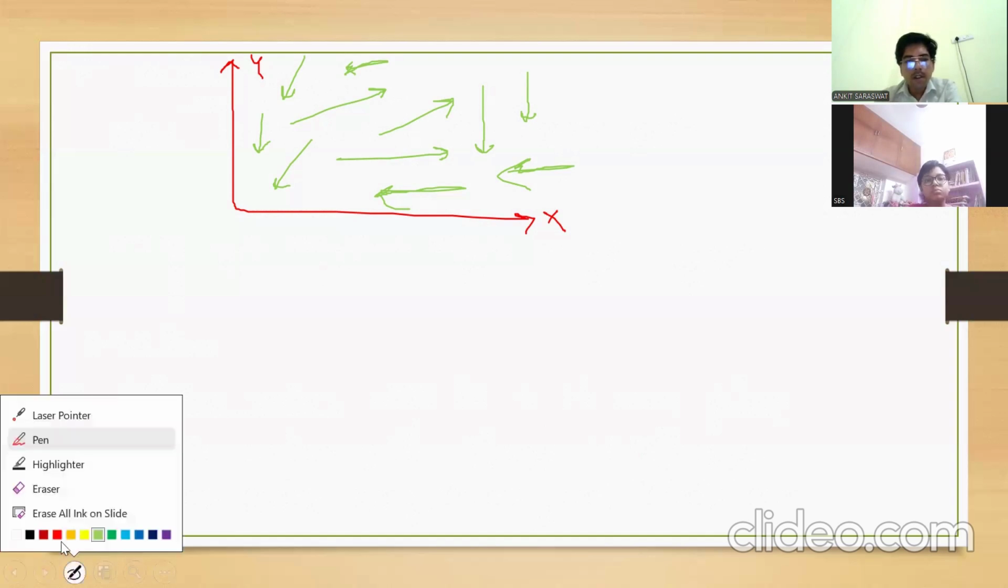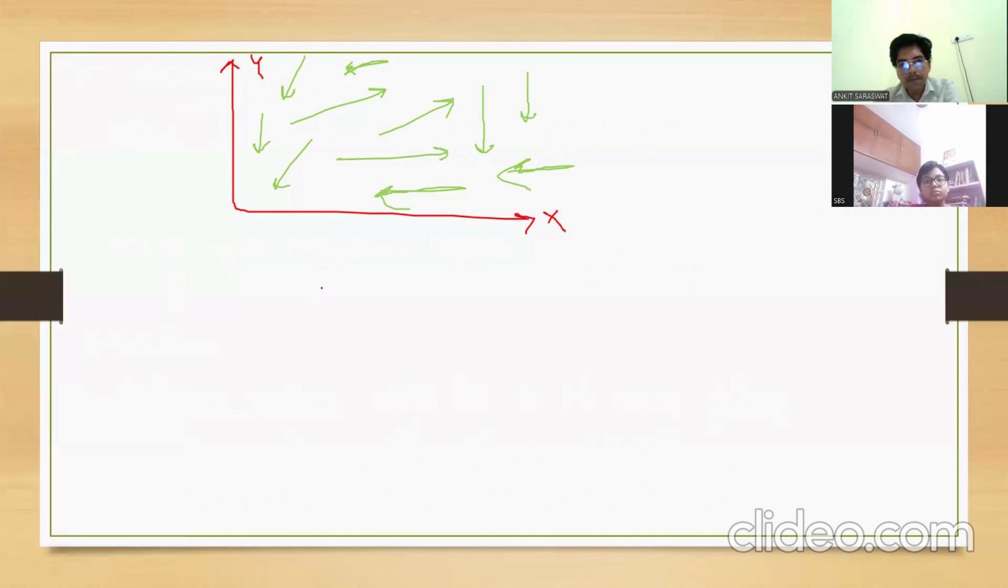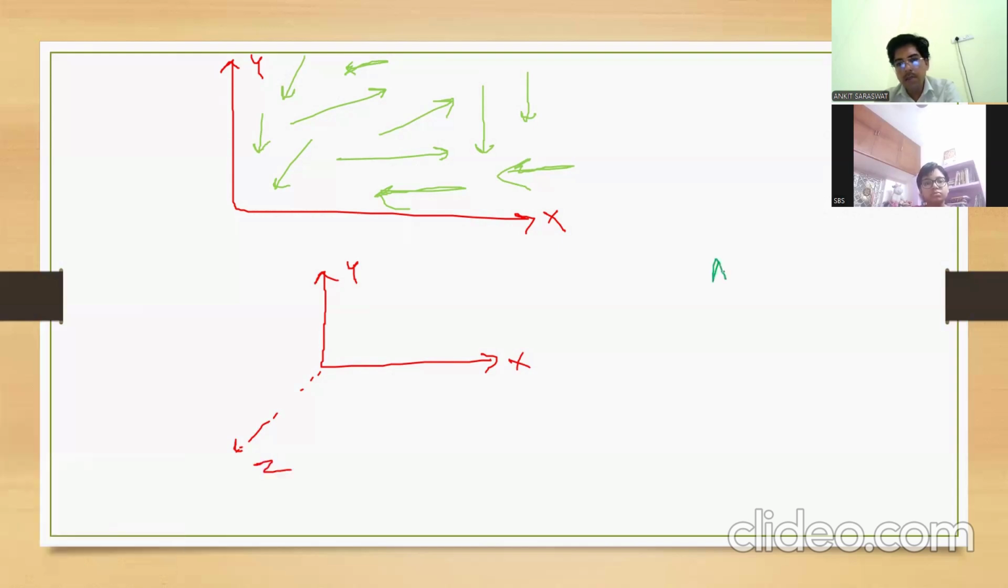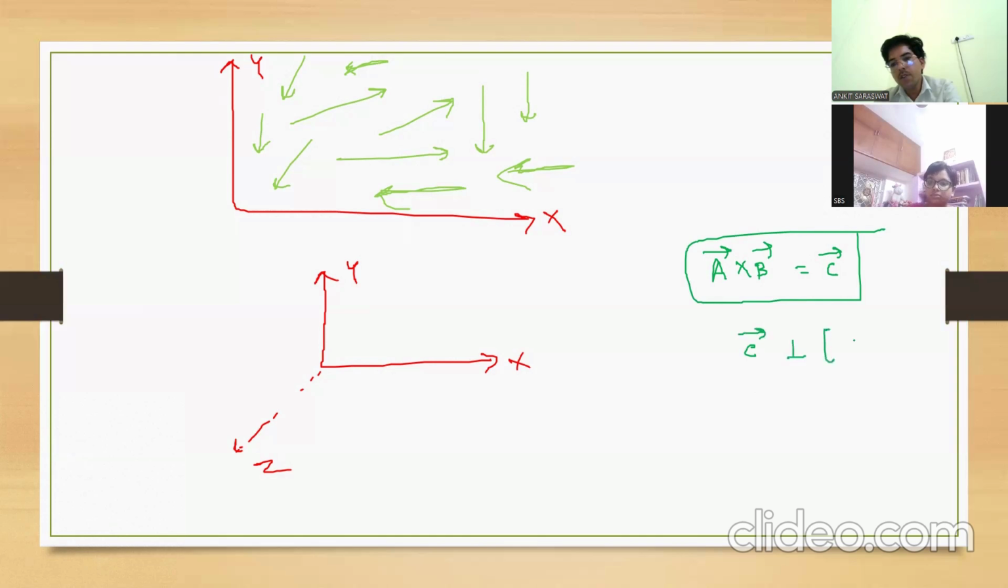Reason is what? If you are drawing a vector, like if you are drawing this X plane, XY plane, this Z. If I say like A cross B, you will learn later. A cross B outcome is vector. Let us suppose C vector. Then I told like C vector is perpendicular to A and B. Later you will understand.